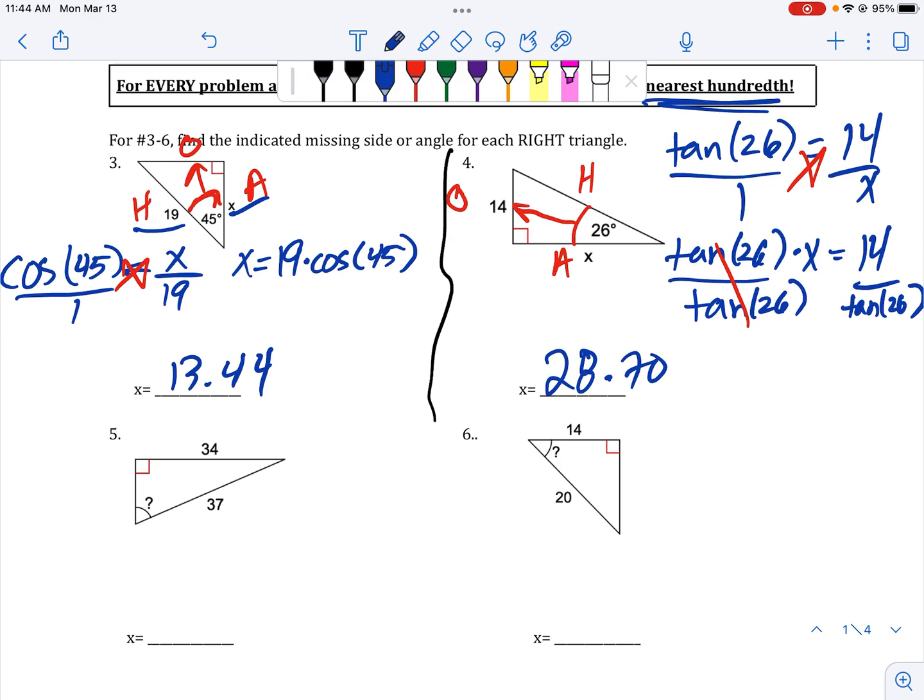The difference between 5 and 6, compared to 3 and 4, is that I'm solving for a missing angle now. So I'm solving for missing angles. Remember, we use the inverse.